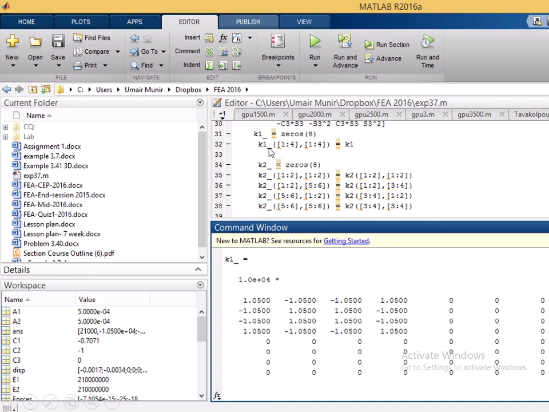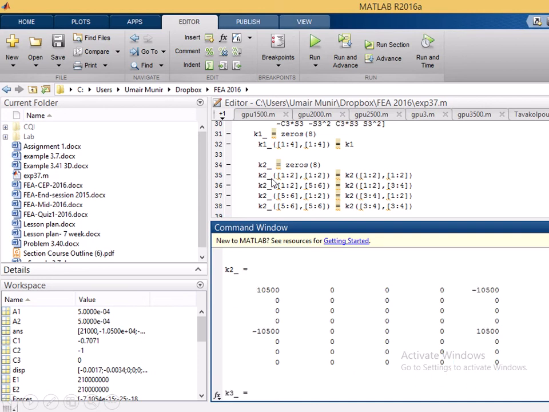K1 underscore these elements, we are calling these elements of the K1 underscore matrix and setting them equal to the K1 matrix. So this is the place where the K matrix is fitted into this K1 underscore matrix. So it will be fitted in this area.